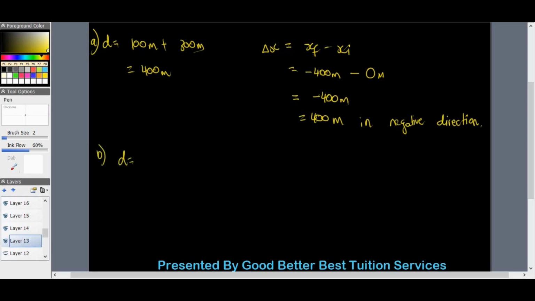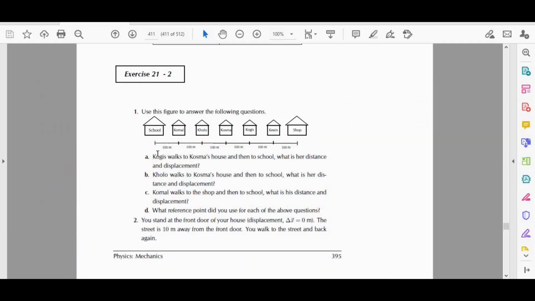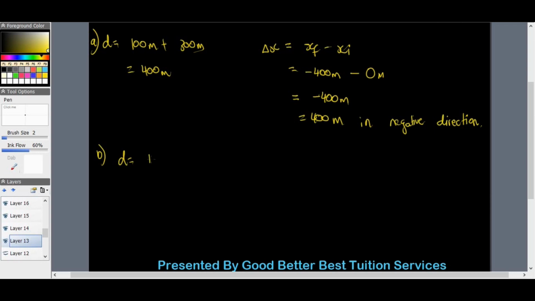B is the same type of question. B says now that Kolo walks to Cosmo's house and then to school. So Kolo's over here, and Cosmo's house is 100 meters away from him, so he walks 100 meters. Then from here, 1, 2, 3, 4. So entirely, he walks 100 plus 400, which makes it 500 meters.